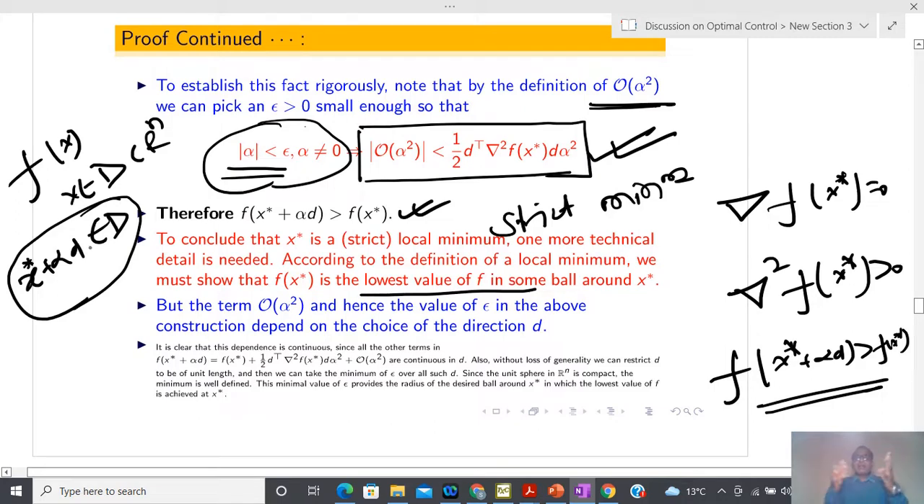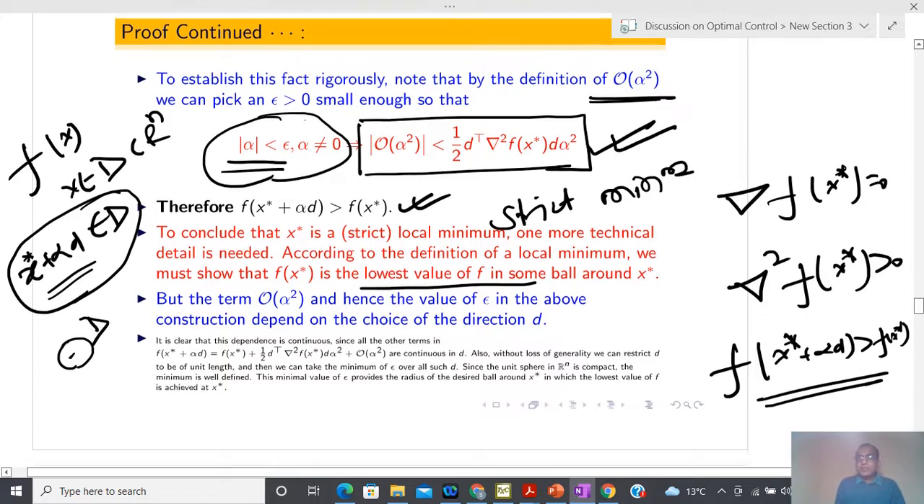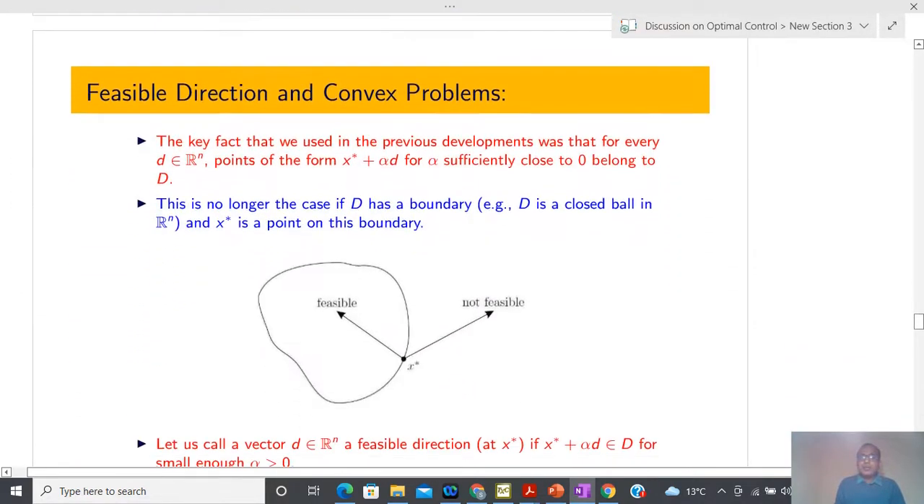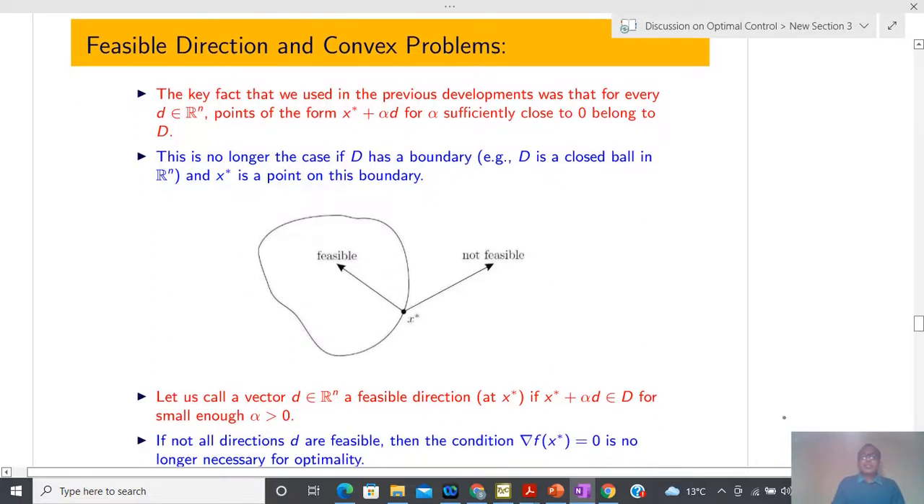If I am in higher dimensional space, then I have to select some kind of sphere, and that sphere should be closed and bounded. Then I can give a guarantee that if I remain in the vicinity of x star by performing this kind of operation, I am not going to leave this particular region. Let us see the next slide, then you will understand the situation.